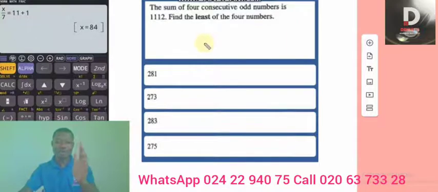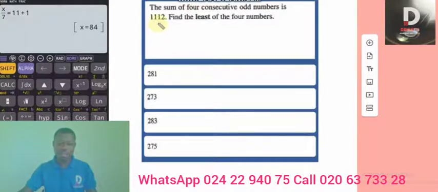The sum of 4 consecutive odd numbers is 1112. Find the least of the 4 numbers. He didn't state which of them. So what you have to do is to write odd numbers down. Then use it to generate your answer.